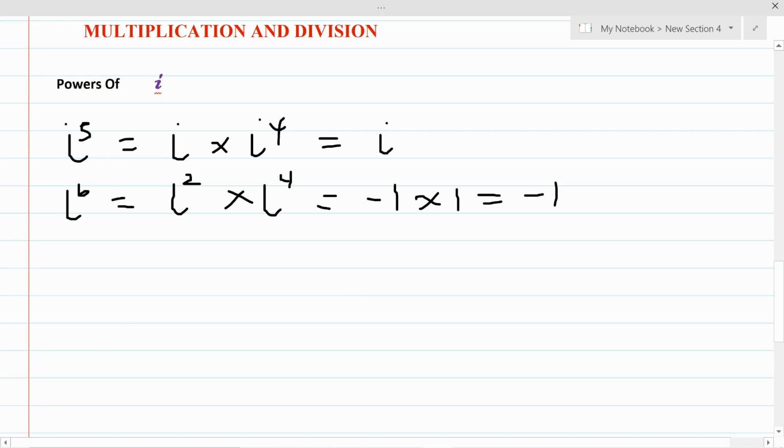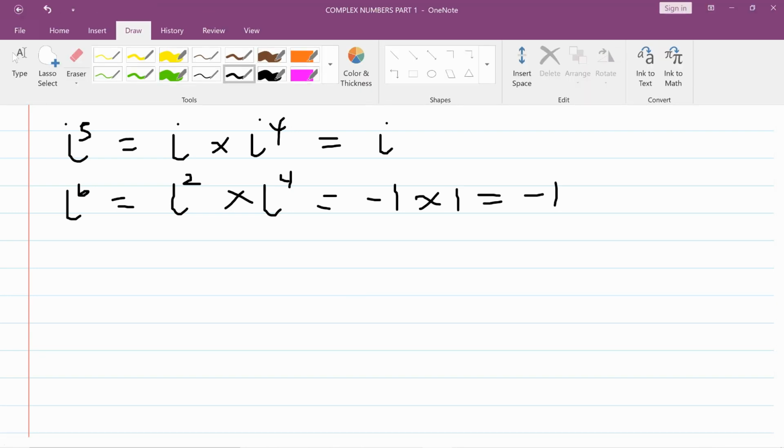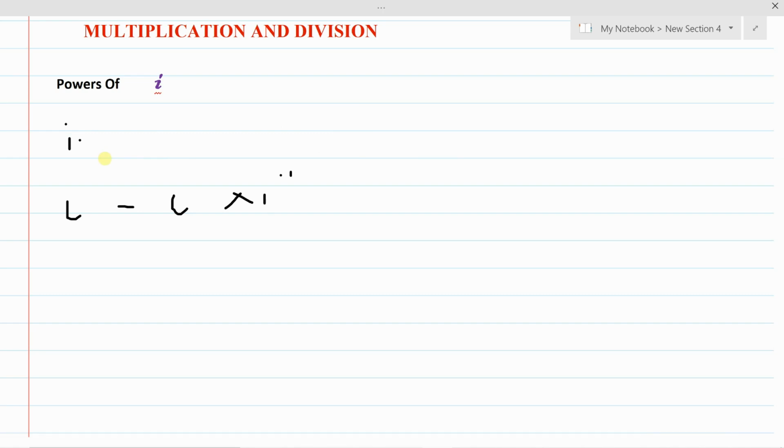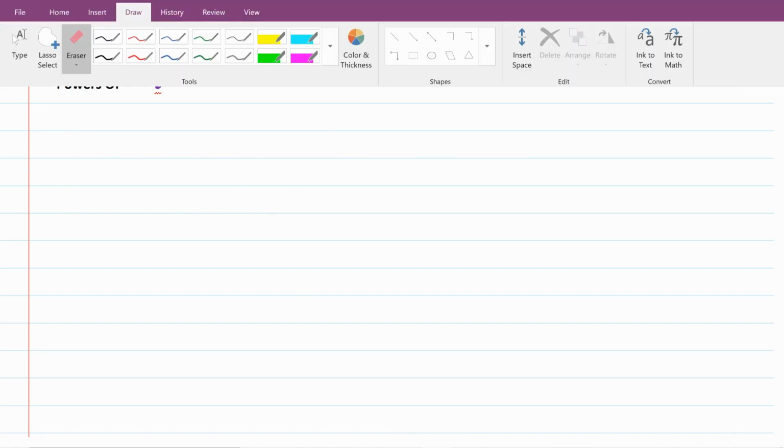Alright, so I just wanted to show you something, which is why I've stopped. This means that we can generate all the powers of i using just i to the power 4, i to the power 3, and i to the power 2. Okay, so let's look at this.